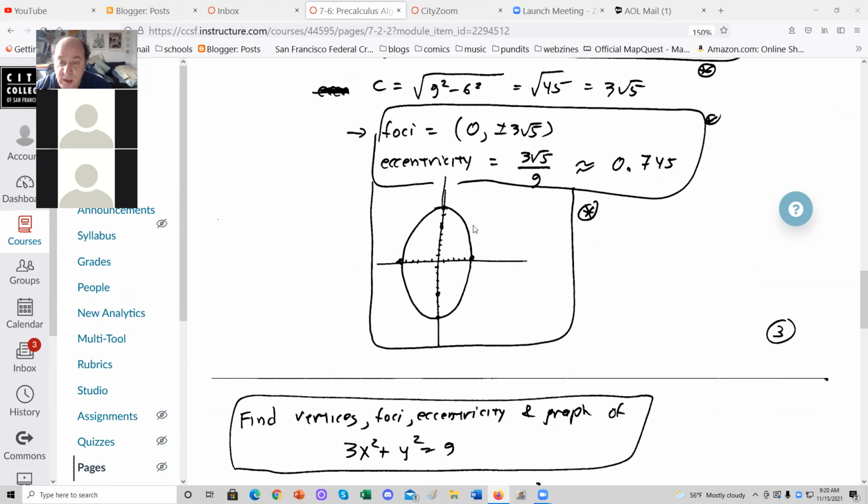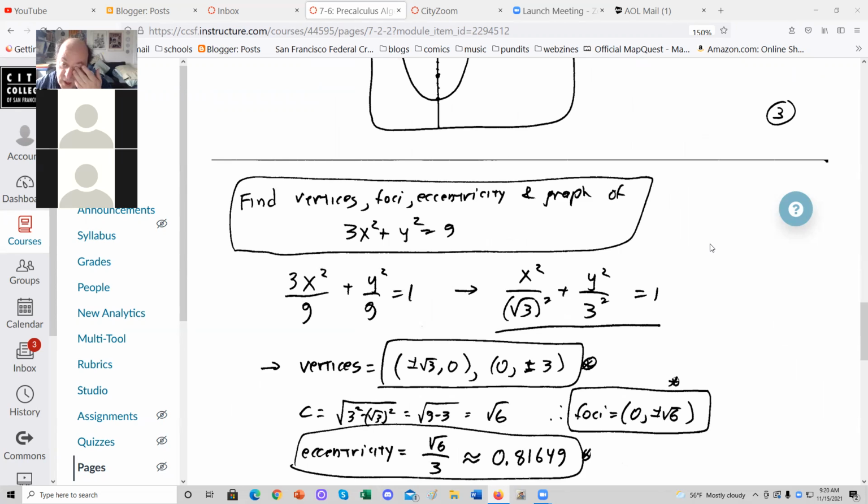The graph looks something like this. Okay. Plus or minus 6, plus or minus 9, 3 root 5. What is that? We should have gotten an exact value, or at least an approximate value. 3 root 5 is about 6.7, so almost 7 here and here.